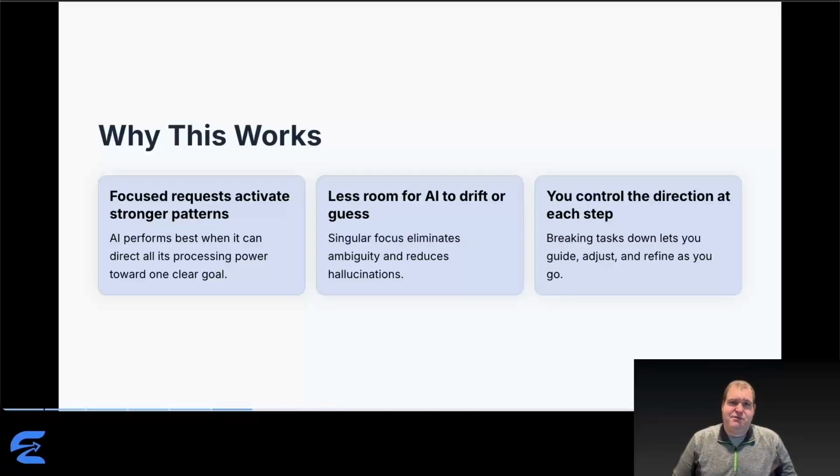Second, there's less room for drift. When a prompt contains multiple objectives, AI has to guess at priorities and make assumptions about what matters most. Single objective prompts eliminate that ambiguity. AI knows exactly what success looks like. Third, you stay in control. When you break a complex task into steps, you guide the direction at each stage. If step 2 goes off the track, you correct it before moving to step 3. You're not waiting until the end to discover that the whole thing missed the mark.